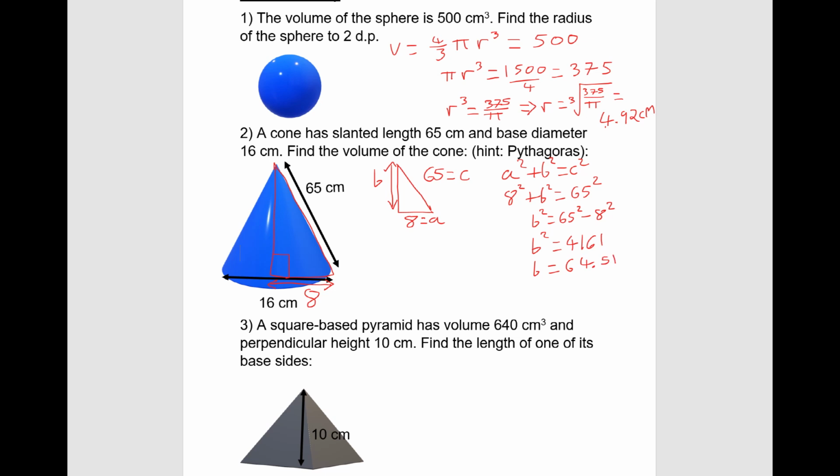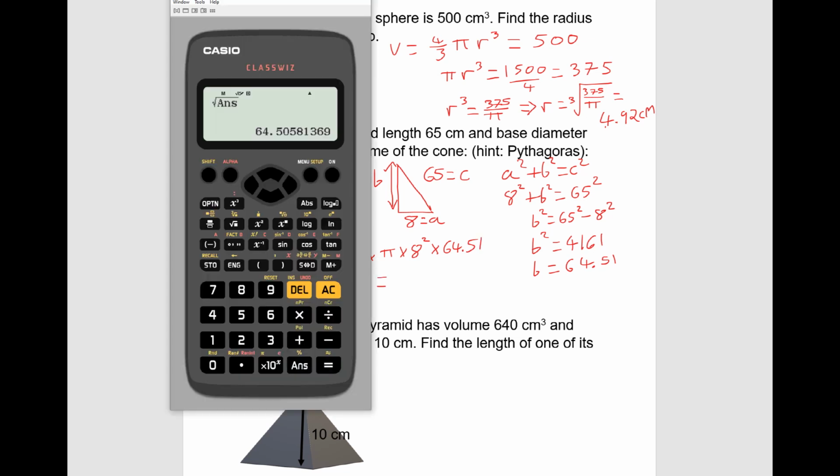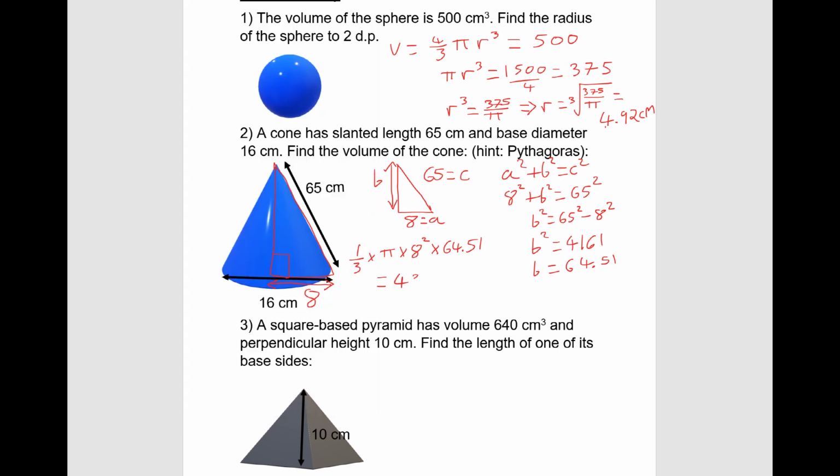What I can do now is use this in the formula. So the height of the cone is 64.51. To work out the volume, it's 1/3 times pi times r squared, 8 squared, times 64.51. And I can just put that in now. So we have 1/3 times pi times 8 squared, 1/3 pi r squared times height. And I get an answer of 4,323.22 centimeters cubed.